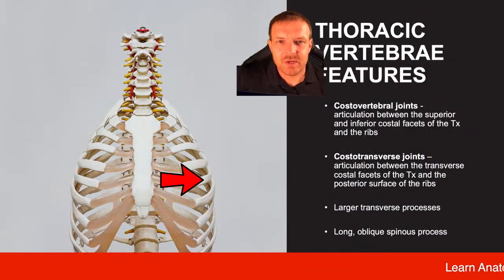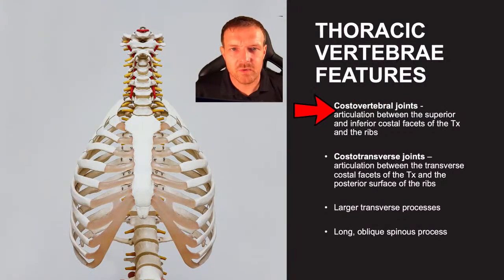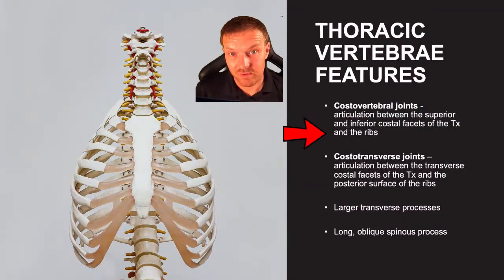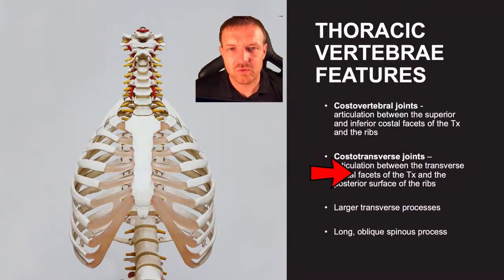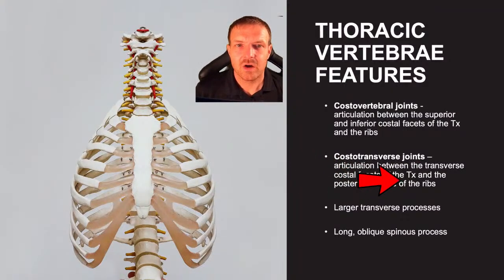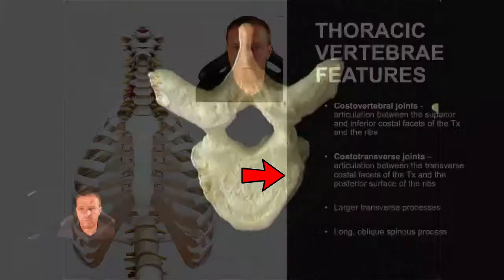So let's have a look at the features then. Just get rid of that so you can read the rest. So costovertebral joints, so the joint between the superior and inferior costal facets of the thoracics, so remember that T-X, and the ribs, and we'll have a look at these now. The costotransverse joints, which articulate or join between the transverse costal facets, so side rib joints, okay, of the thoracic spine, and the posterior surface of the ribs. Right, let's just break that down and have a look at all of that.